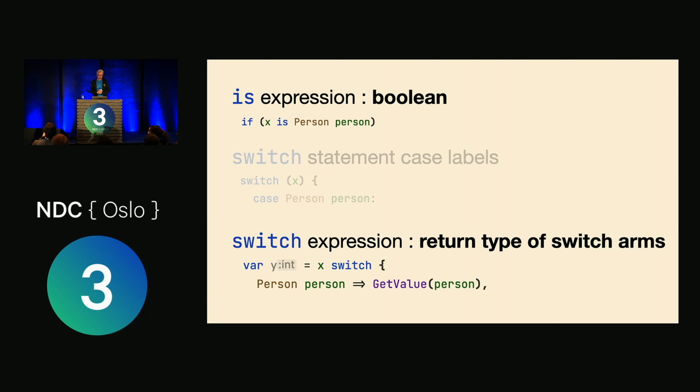And the switch expression, I'm assigning that to a variable y, and the type of variable y is the return type of the arms that are in the switch there. Here I'm calling a method called getValue, and that's going to return me back an int in this case, and so the type of my switch expression is an int.